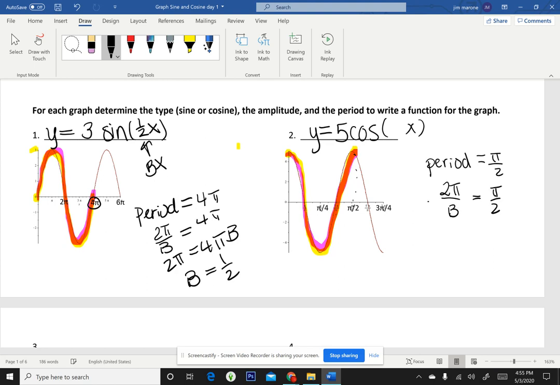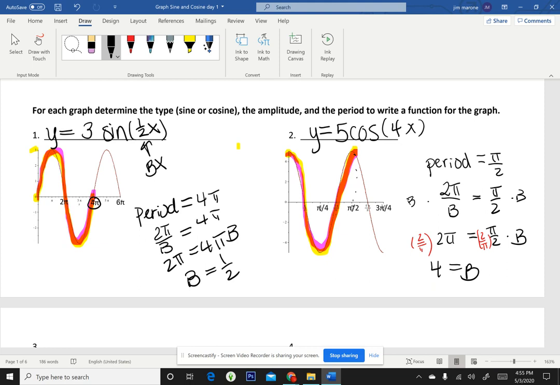Again, we can solve it the same way, multiplying both sides by b. So 2 pi is equal to pi over 2 times b. To get rid of this fraction, we can multiply by 2 over pi. Then I get 4 is equal to b. So we get 4x inside the parentheses. To find b, we set the period equal to 2 pi over b, and then we solve for b.